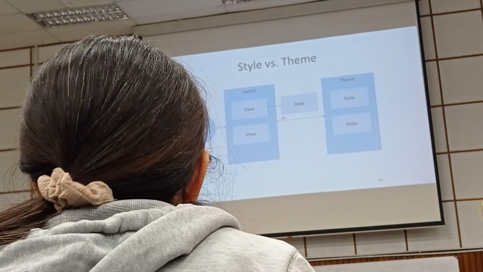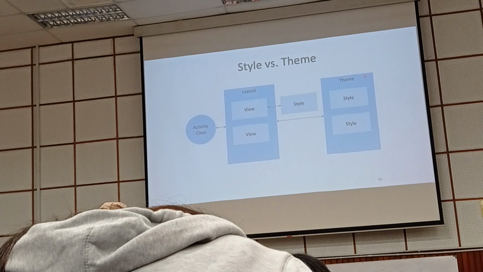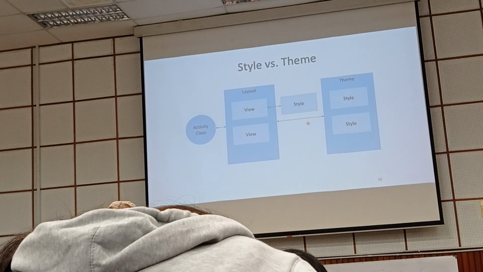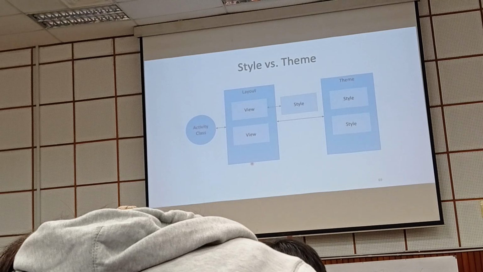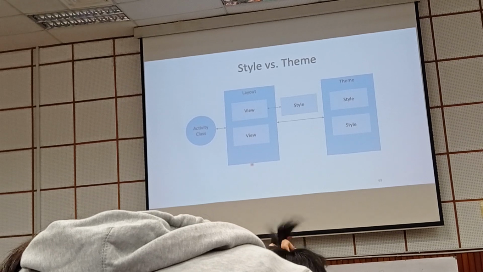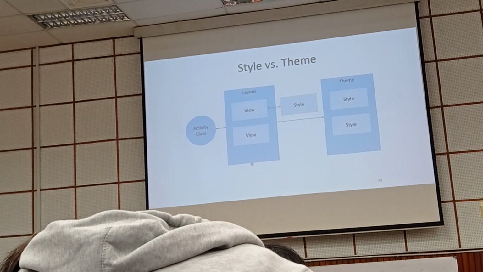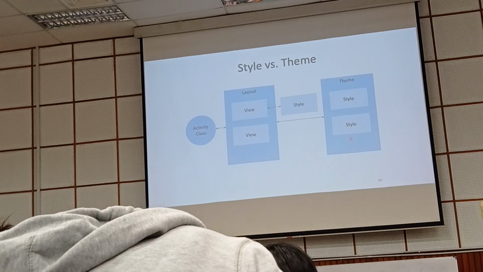Okay, I repeat. A style is applied to a single view. A theme is a collection of style applied to the whole app. So you can have a style only focus on one single view, maybe a label, an image, a button. But anything applied to a theme, it will affect your whole app. Okay, so that's it.